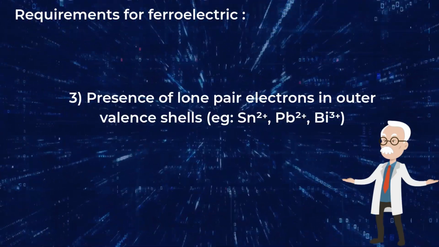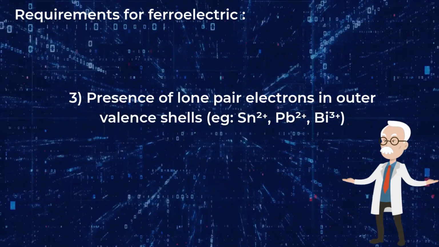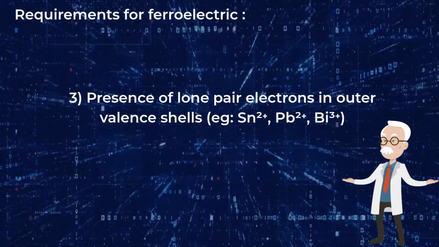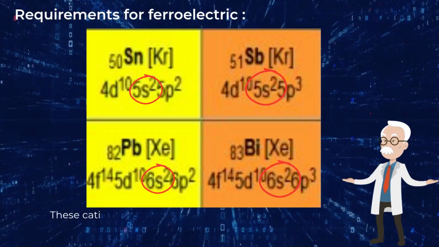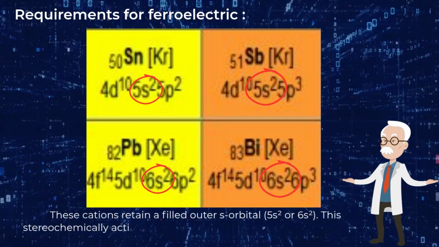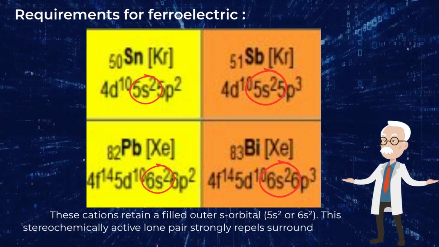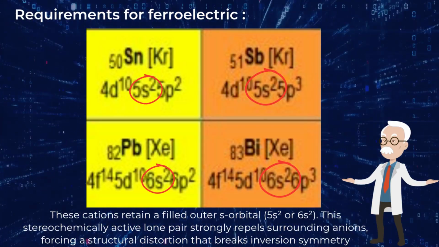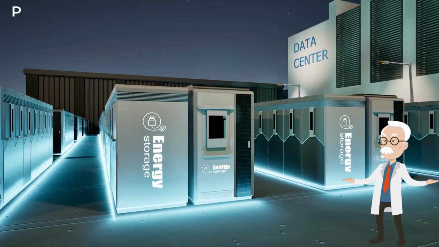Finally, ferroelectricity can be driven by outer valence lone pair electrons, commonly found in tin 2+, lead 2+, and bismuth 3+. These cations retain a filled outer s orbital, 5s2 or 6s2. This stereochemically active lone pair strongly repels surrounding anions, forcing a structural distortion that breaks inversion symmetry.